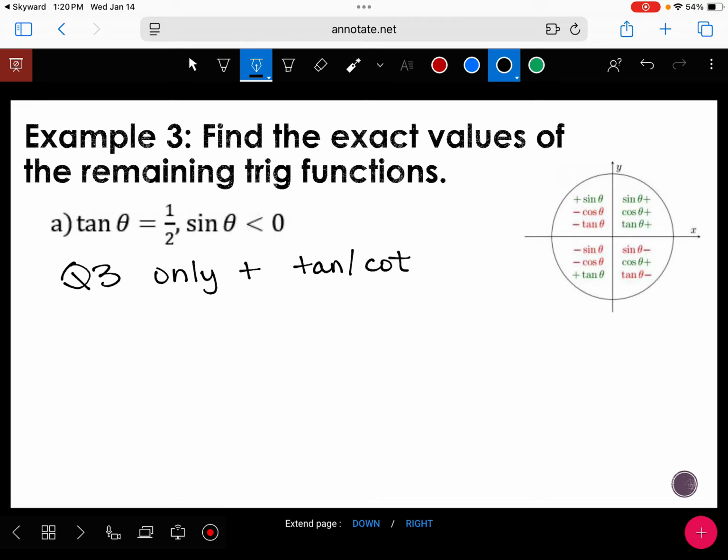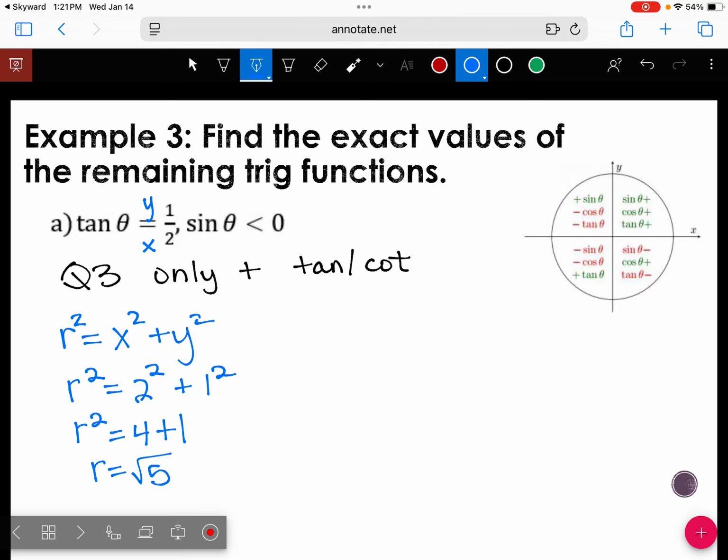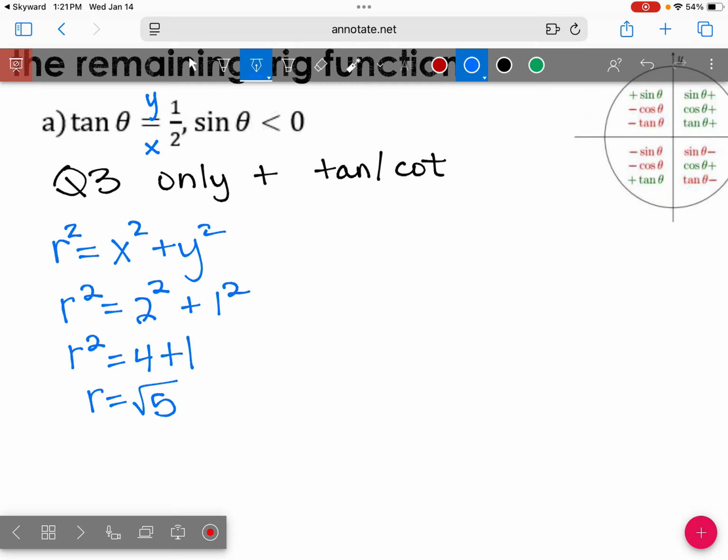All right, so we know y and we know x, but we need to find r. So r is going to equal, let's go ahead and find it. This time we will not get a whole number though. We're going to get a decimal. So r squared equals 2 squared plus 1 squared. R squared equals 4 plus 1. R equals the square root of 5. So we didn't get a nice, pretty number.